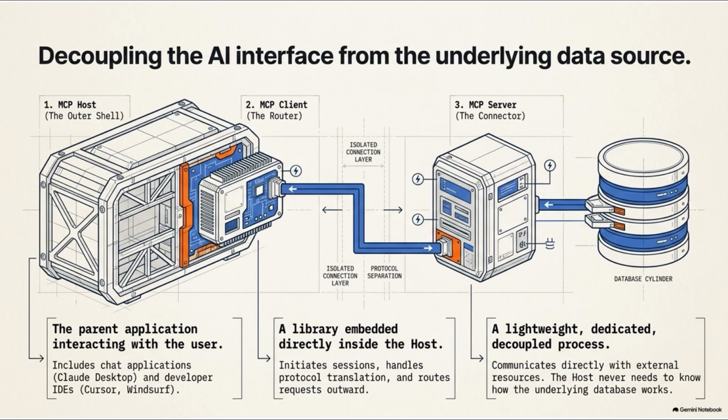Second, inside the host, we have the MCP client. The client is a library embedded directly inside the host application. It is responsible for initiating sessions, handling protocol translation, and routing requests outward. Third, we have the MCP server. This is a lightweight, dedicated, and completely decoupled process that communicates directly with external resources, like your databases, files, or local secure containers. Because of this separation, the parent AI application never needs to know how the underlying database works. It only needs to speak the standard MCP protocol to the server.